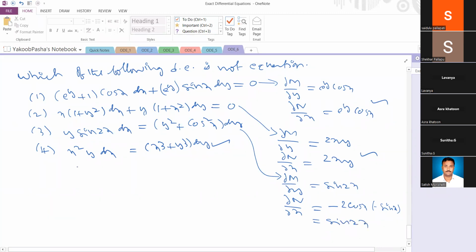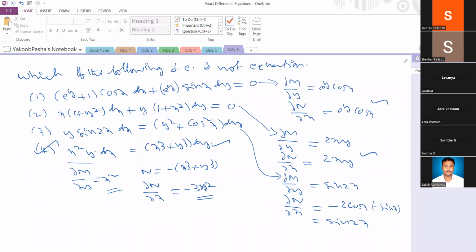Now here m is equal to this, and dou m by dou y is equal to x square, and n is equal to minus of x cube plus y cube. So dou n by dou x is equal to minus 3y square. Sorry, minus 3x square. Okay, these two are not equal, so our option is right. Fourth one is the right option. Okay, the problem recently got added.